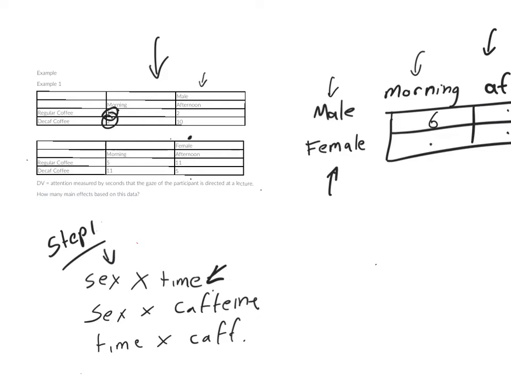Here's female. Here's morning. So 5 plus 11 gives us 16, divided by 2 gives us 8. Now, I'm doing this in my head, but you can use a calculator. You can use your computer. It's fine, right? So keep that in mind.